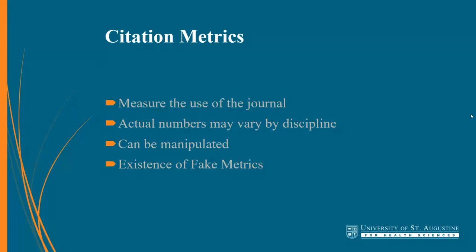But fake metrics exist. So a predatory publisher might make up a metric and say, I've got an impact factoid of 300, but maybe that doesn't mean anything. It doesn't exist. There's no way to validate that. They just want to put a high number on their page to make their journal look important. So be aware of that, and we'll talk about metrics and validation later.